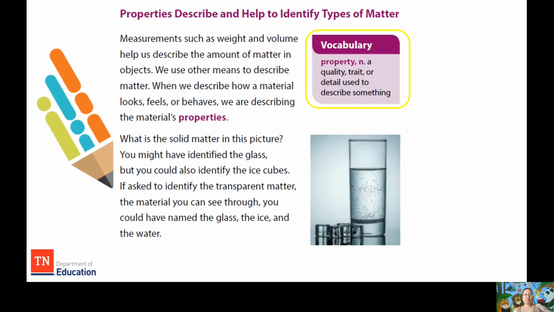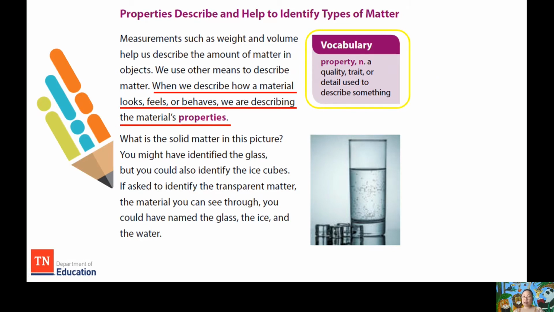Now we have another heading. Properties describe and help to identify matter, or identify types of matter. Measurements such as weight and volume help us describe the amount of matter in objects. But we use other means to describe matter. When we describe how a material looks, feels, or behaves, we are describing the material's properties. And I can see here in my vocabulary box, it has property, which is the singular form of properties. A property is a quality, trait, or detail used to describe something.